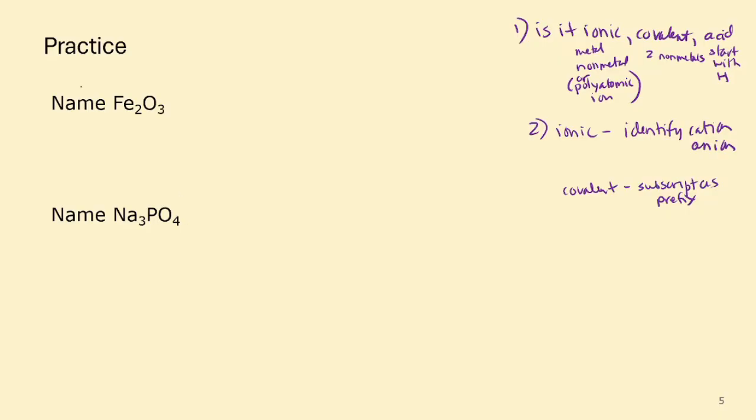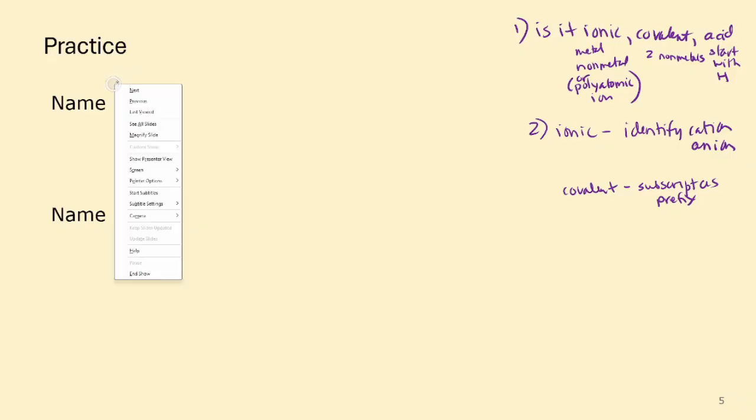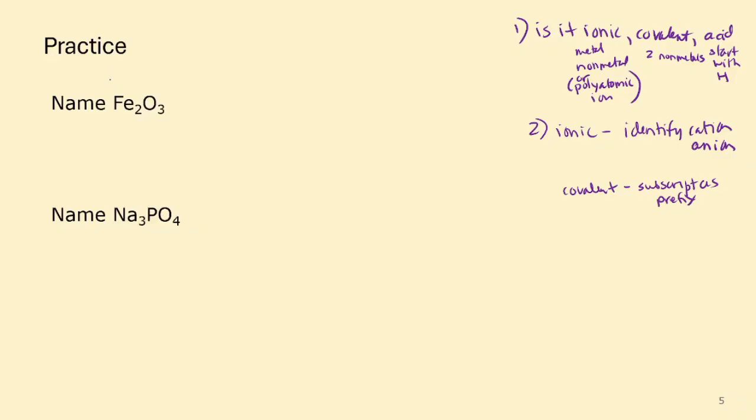Okay, so in this case, I see that iron is a metal. And oxygen is a nonmetal. So with a metal and nonmetal, this is ionic. So I need to identify my cation and anion. Remember, the cation always comes first. There's only 2 elements, so this has to be my cation, and my anion has to be the other, but those are not the charges. Now I have to decide on the charges.